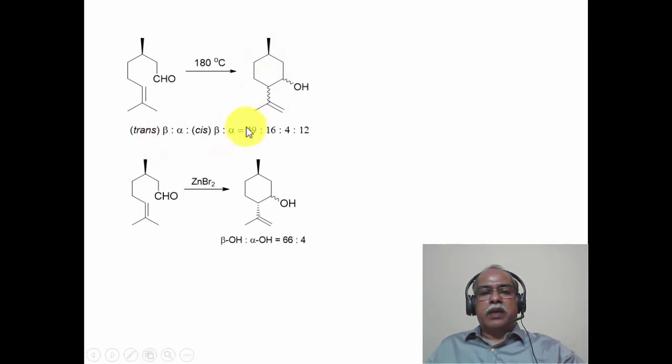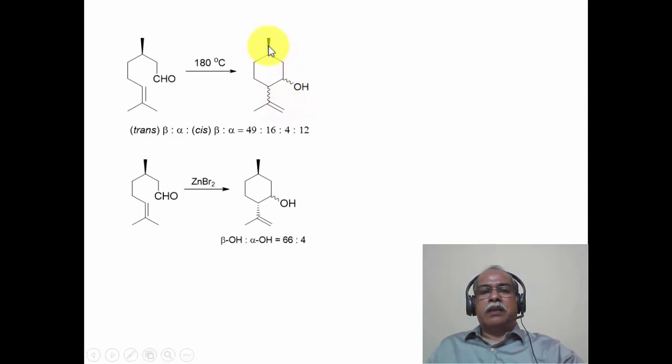The trans isomer is a major product, and between these two stereo centers it can be either alpha or beta depending upon whether the hydroxy is up or down with respect to the 1,4 stereochemistry. So the cis and trans refers to the 1,4 stereochemistry. The alpha beta refers to the hydroxy functional group being either alpha or beta with respect to the methyl group. So all the 4 possible isomers are formed. The trans beta is the major product in this particular case.